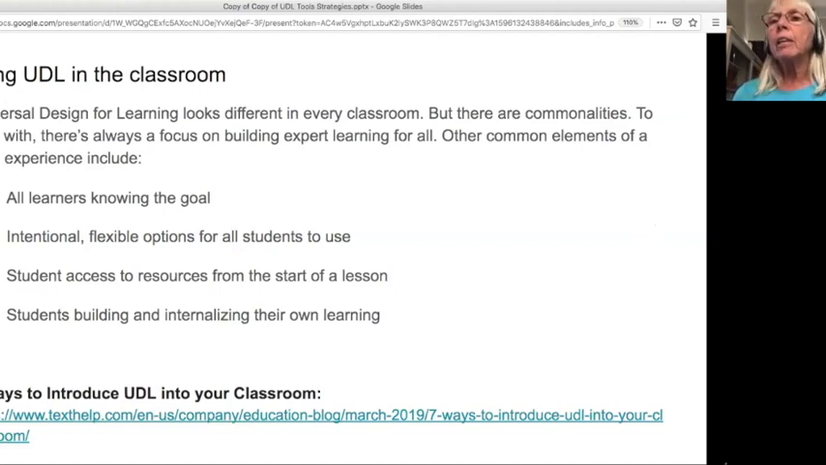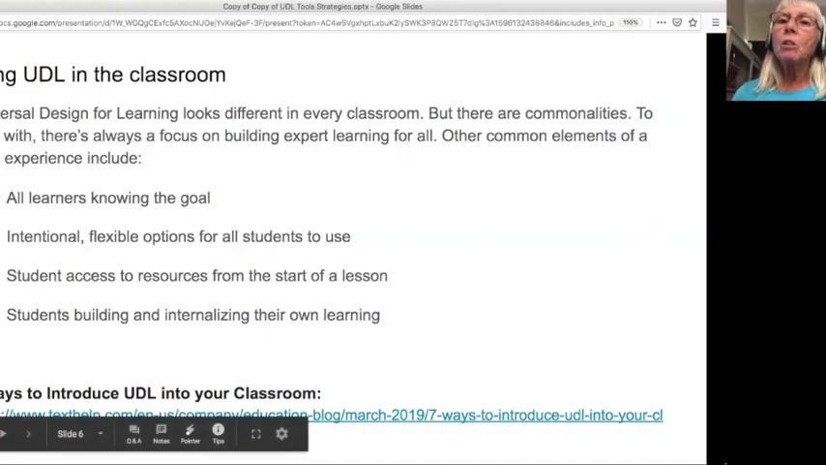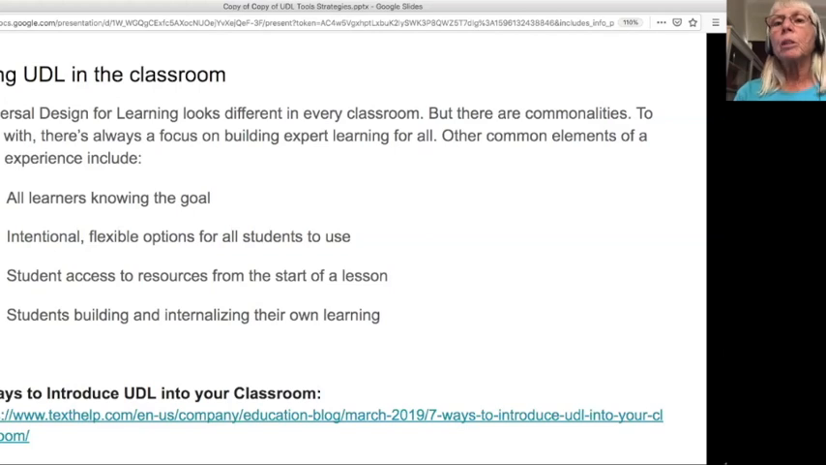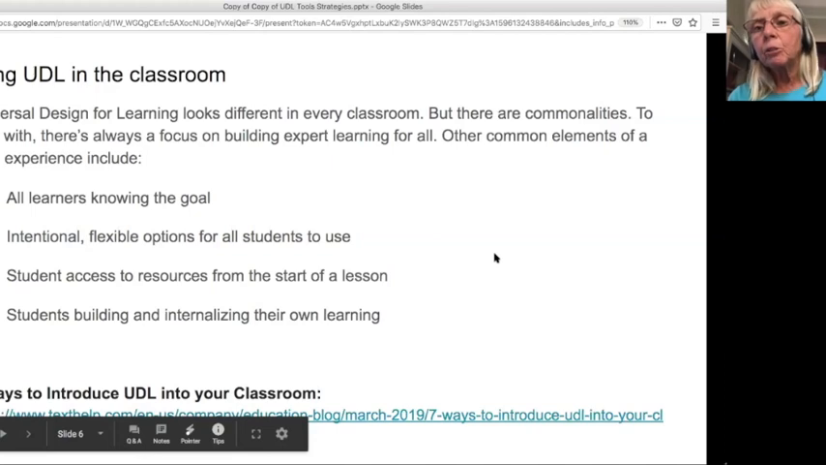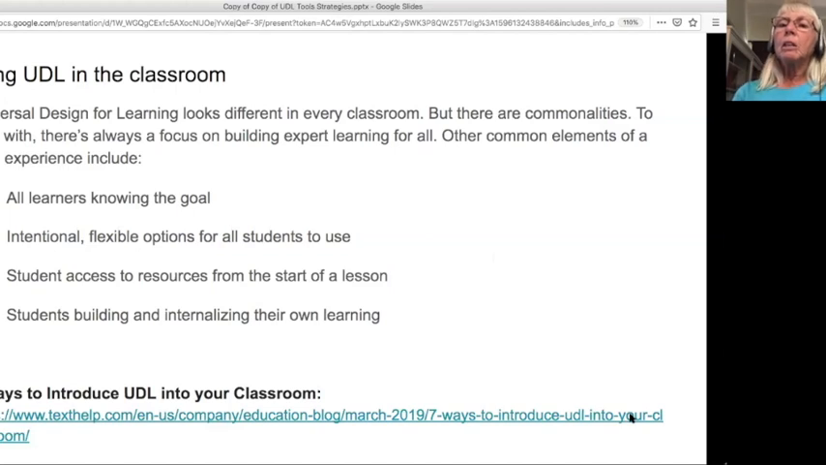So it looks different in every classroom, but there are commonalities. And there's a focus on building expert learning for all. So we need to make sure that all learners know the goal. There's options for students to use. We could put choice in there as one of those. Student access to resources. Now this is really a challenge at the moment with remote learning and students building and internalizing their own learning. So I did include one very good resource that I have found for introducing UDL into your classroom as a K-12 person or as a university person.